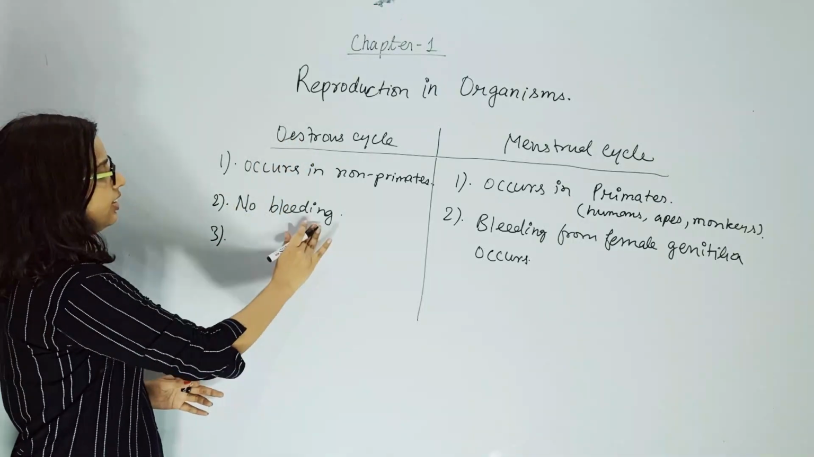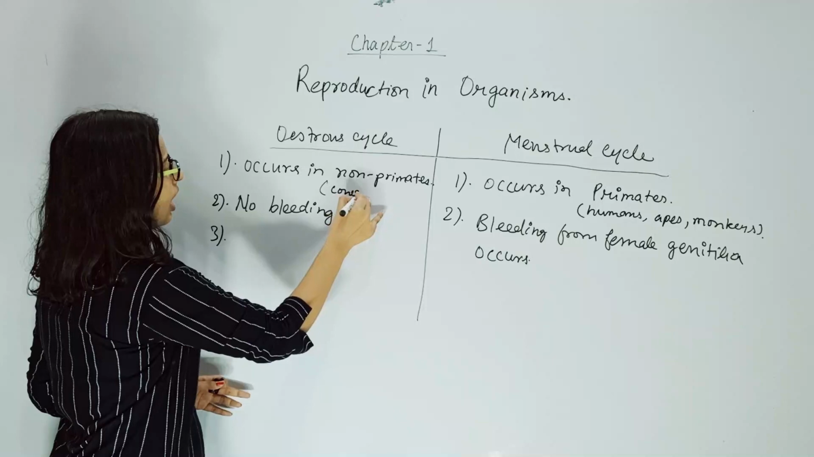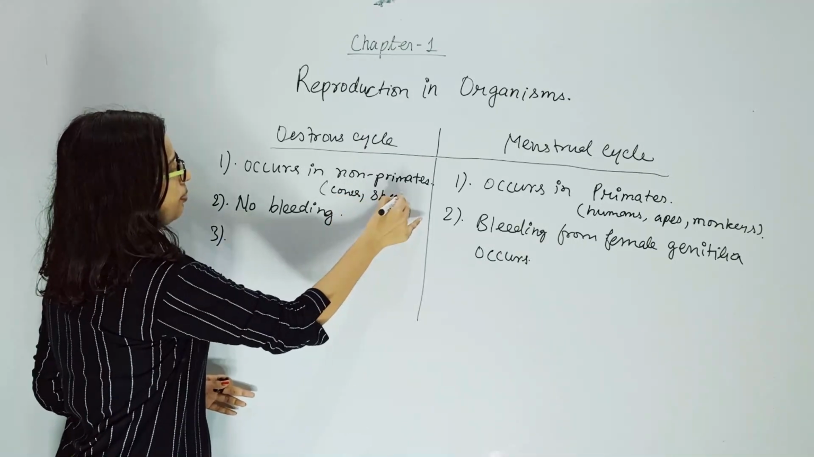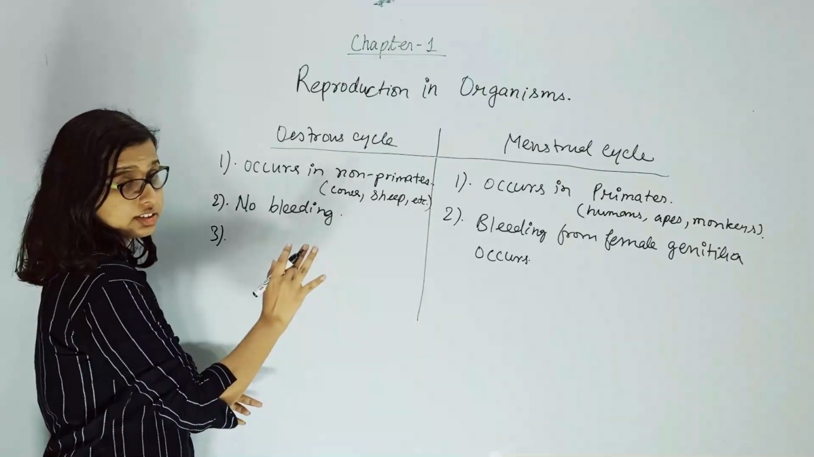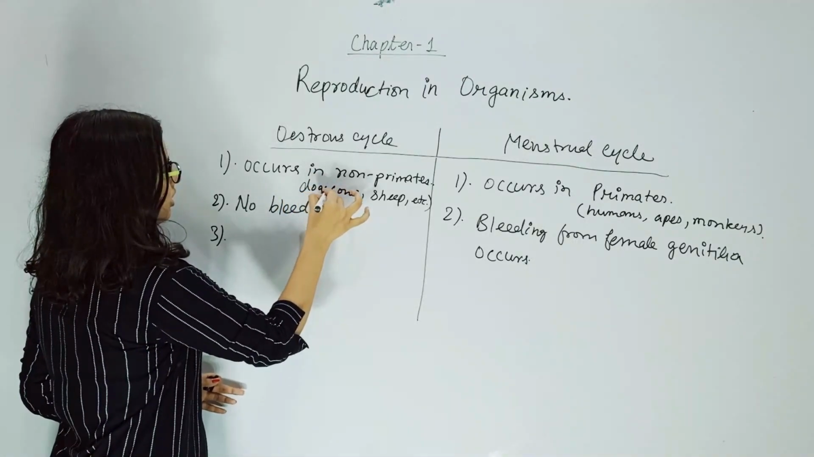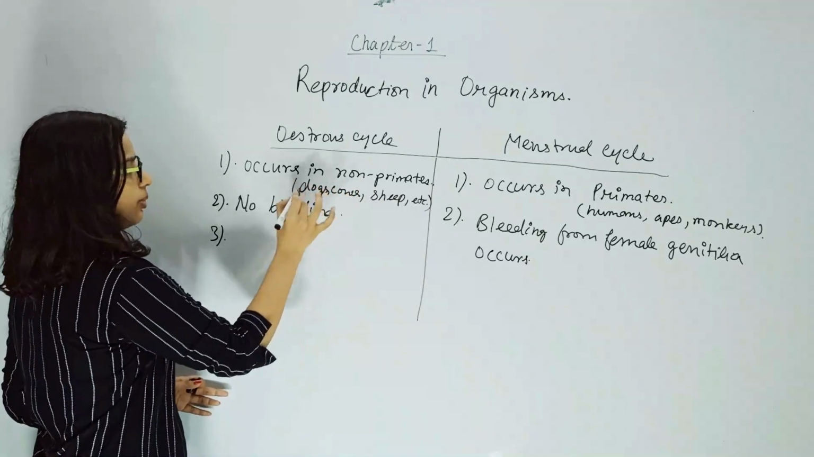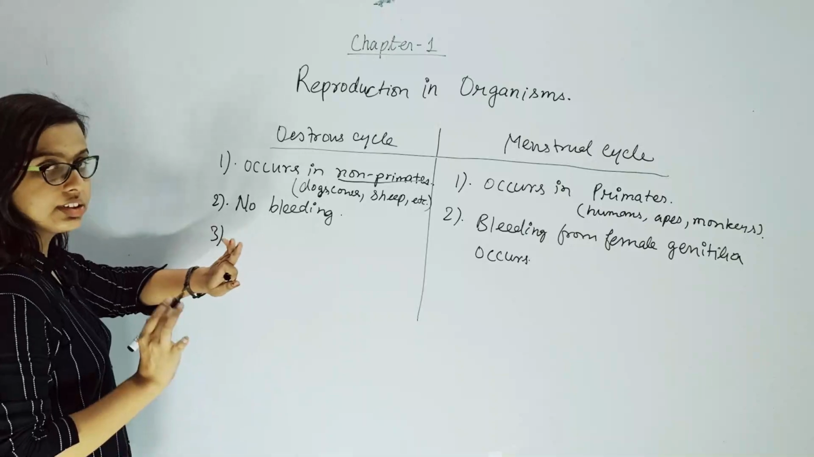Then in the Estrus cycle, there is no bleeding. In non-primates, you can take the example of cows, sheep, etc. Dogs even. Let's take the example: dogs, cows, sheep, etc. are non-primates. In non-primates, there is no bleeding.